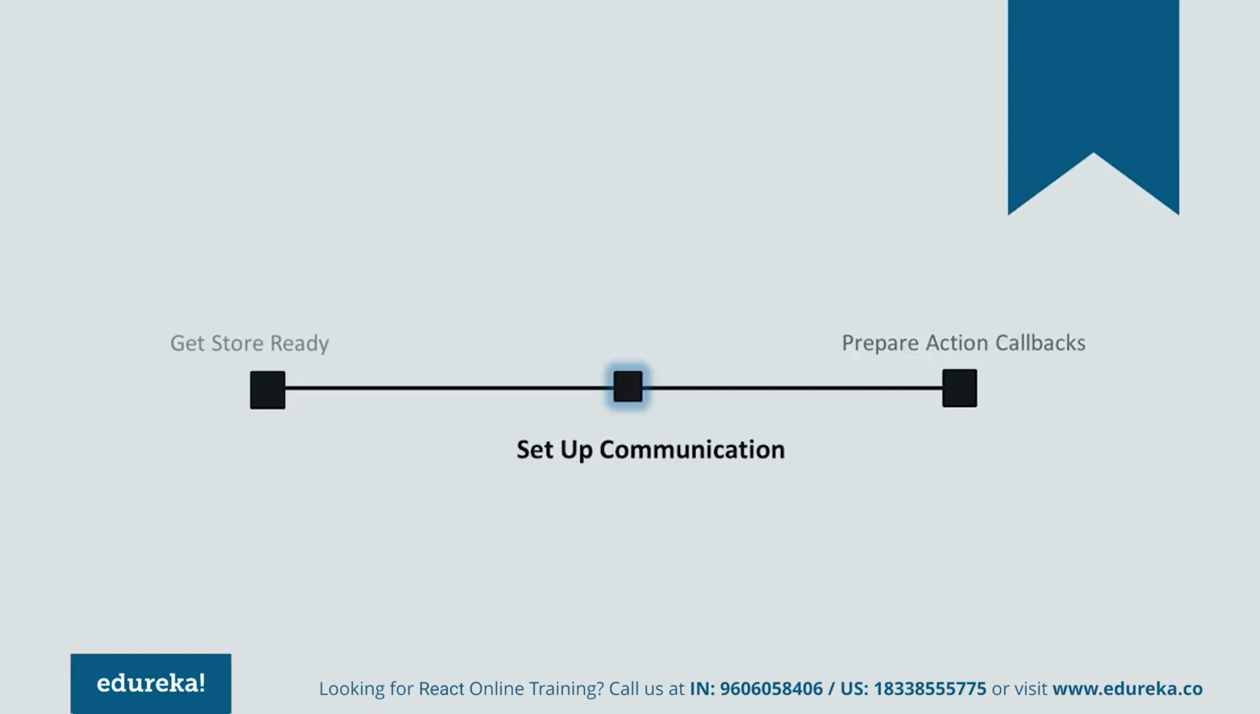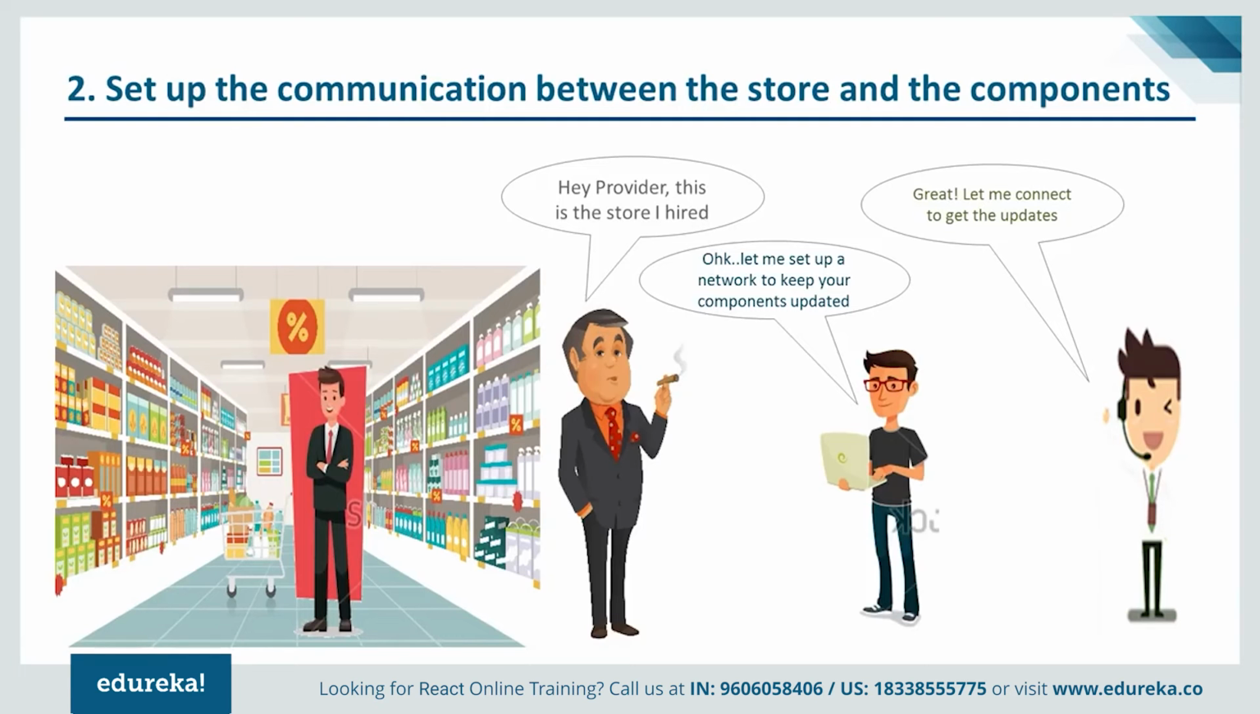The second one is to set up the communication. How will the communication be set up? Now the provider will be told that the store has been hired. The provider will say, okay, let me set up a network. This provider will set up the network to keep the components updated. Now this is the view part. This view part will get connected to the latest updates to display to the user.